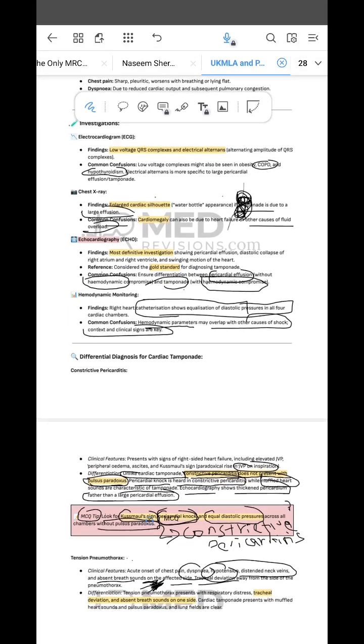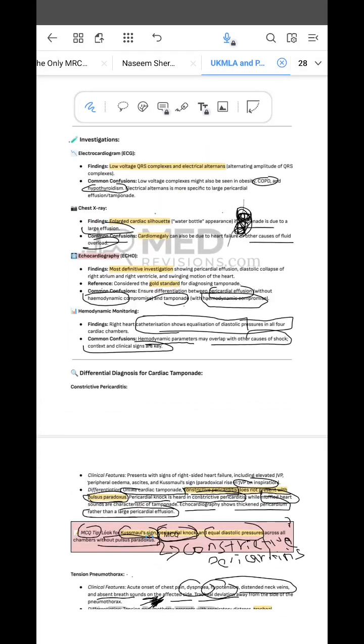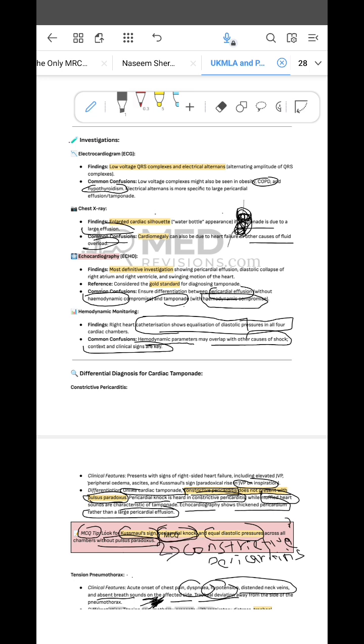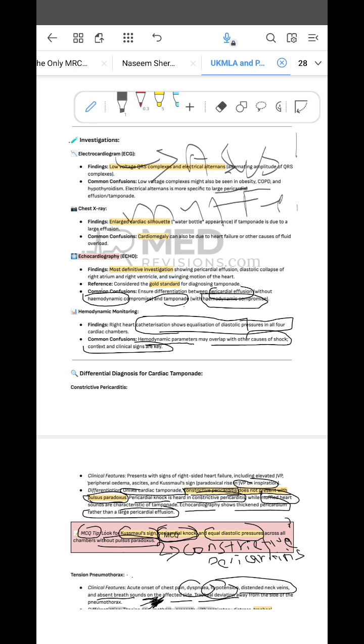So in investigation, first of all we check BP. If it is less than 60, we see there is hypotension. Then we auscultate the heart and we hear the muffled heart sounds. Then on ECG, we see low QRS complexes and electrical alternans.